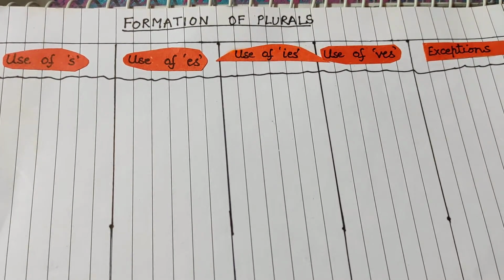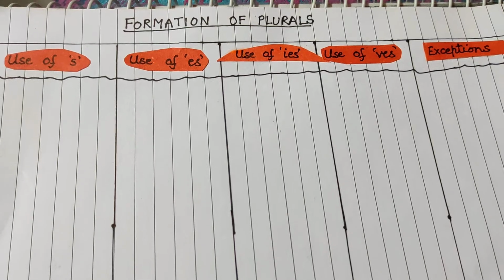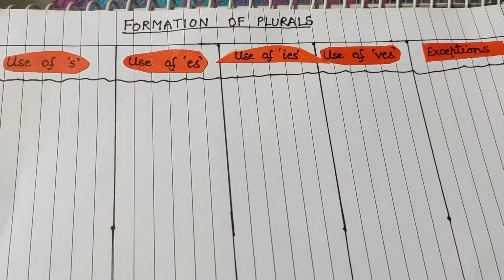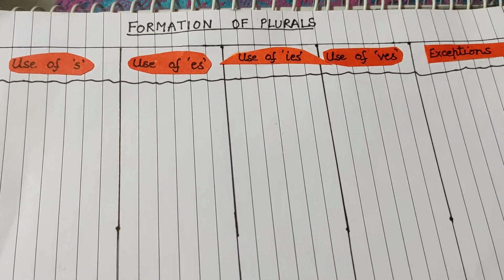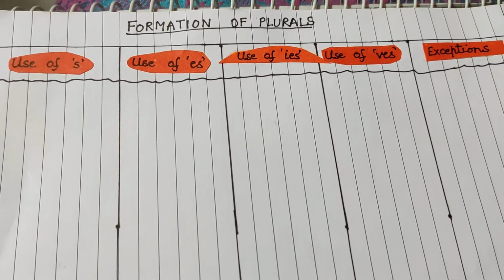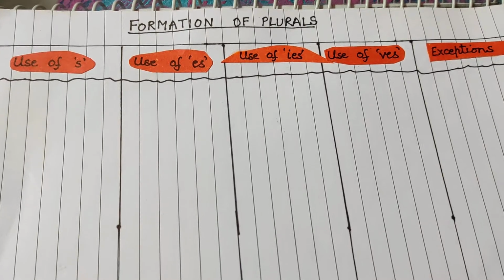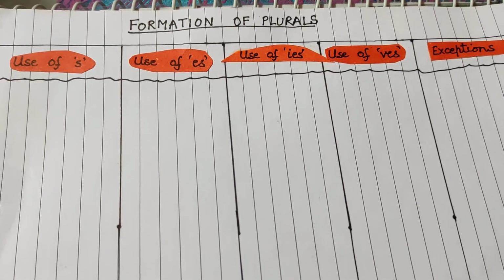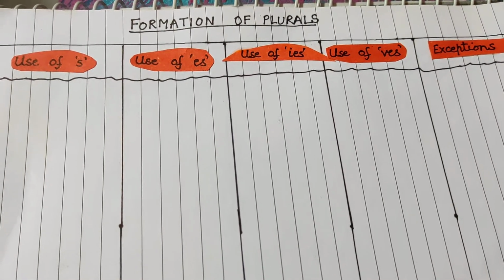Whenever we study noun, we learn these things. We learn about number, and in number we study that the number can be divided into two forms, that is singular and plural. So as you all know, singular stands for one and plural stands for more than one.